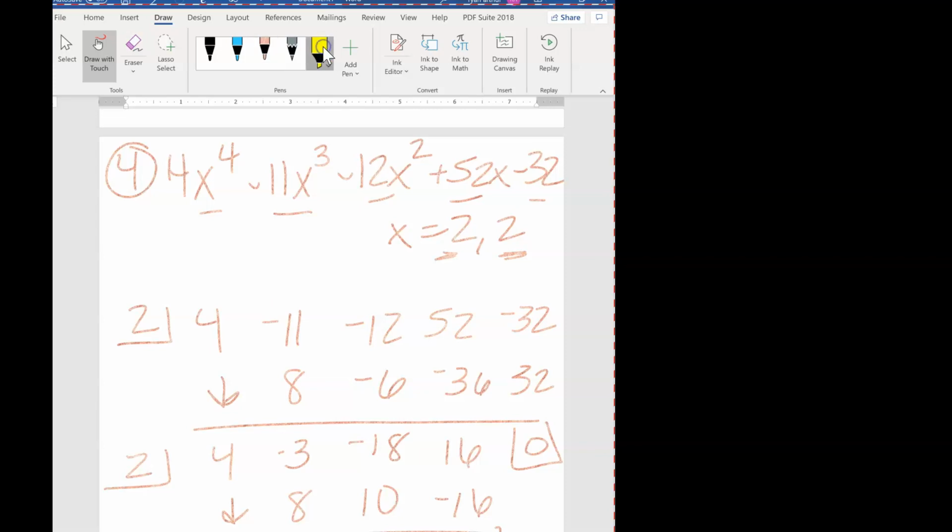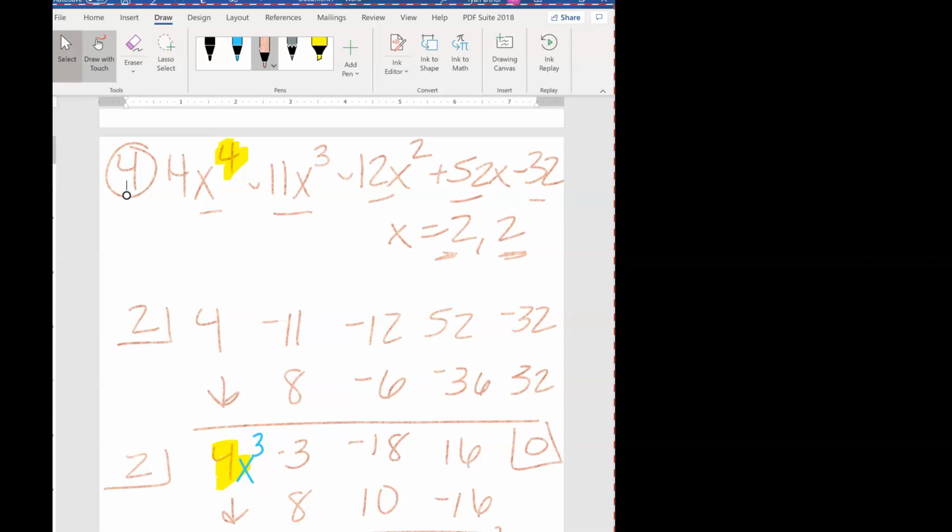So we started with a quartic. This was a cubed, so that would have been x cubed if we had written it out. And now we're down to an x squared, which is what we want. So I now have 4x squared plus 5x minus 8.